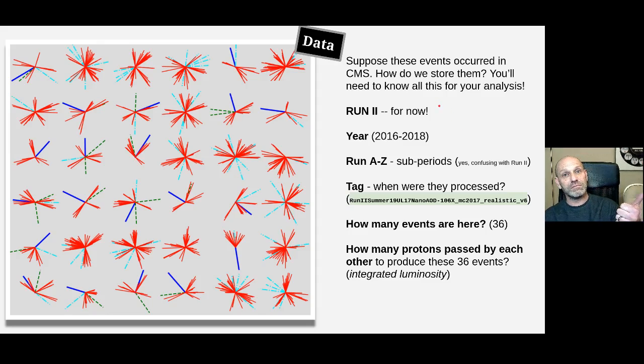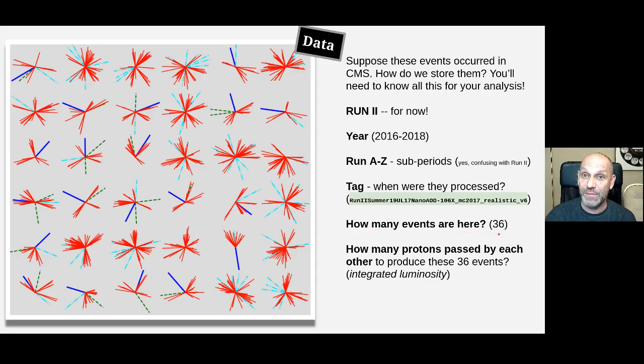Was it run 1? Well, mostly we're using run 2 now. But even then, you're going to have to keep track of what year the data was taken. You're going to have to keep track of, even within a year, there are these kind of sub-periods, which are designated as A to Z, might be confusing with run 2. You'll see this. And there's a tag that's associated with them. And that tag tells you when the data was processed. And from there, you could find out what were the conditions that were simulated.